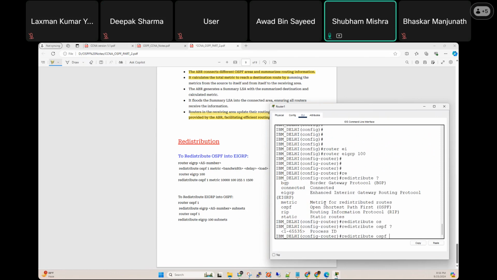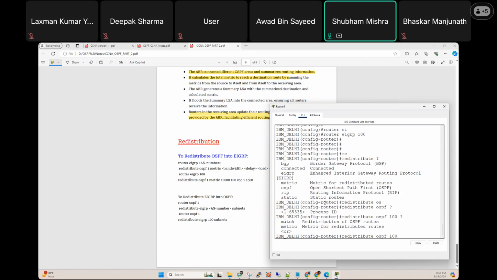Fine. Again, I press question mark. What is it telling? It is telling me to write the process ID. Which process ID are you running in OSPF? So we are using 100. I press the question mark. What is this? It is telling match, but we are not using match. We are using the metric concept. Okay, na?